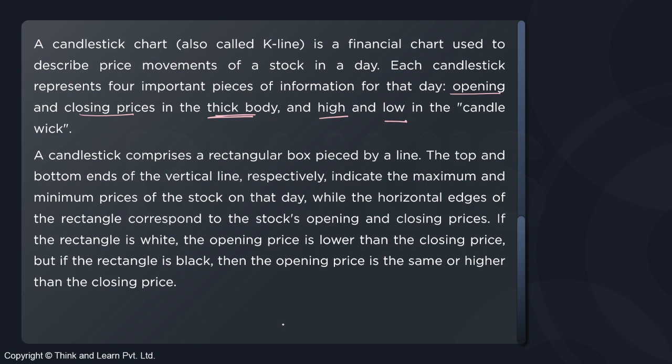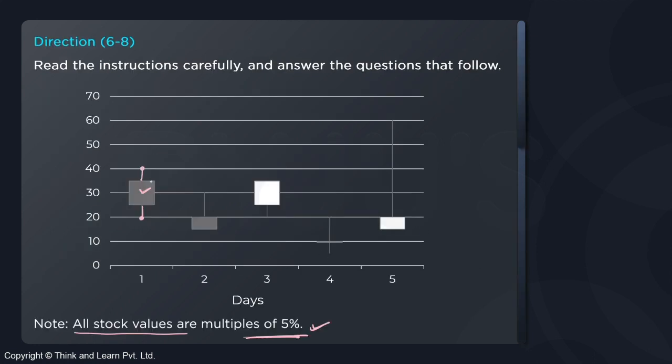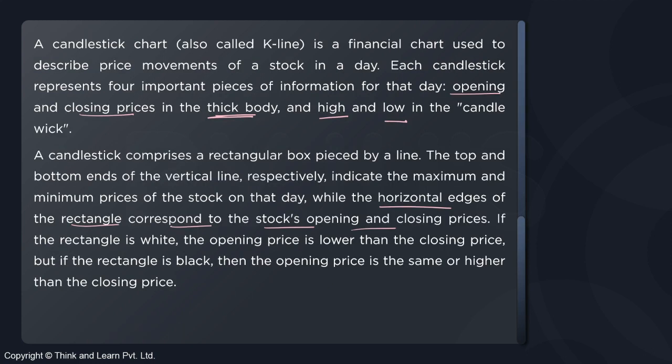What next? While the horizontal edges of the rectangle correspond to the stock's opening and closing prices. So these two edges represent opening and closing prices. Now, which one is opening, which one is closing? That we do not know yet. He says that if the rectangle is white, the opening price is lower than the closing price. So white means it opens at a low price and closes at a higher price. That means the price went up.